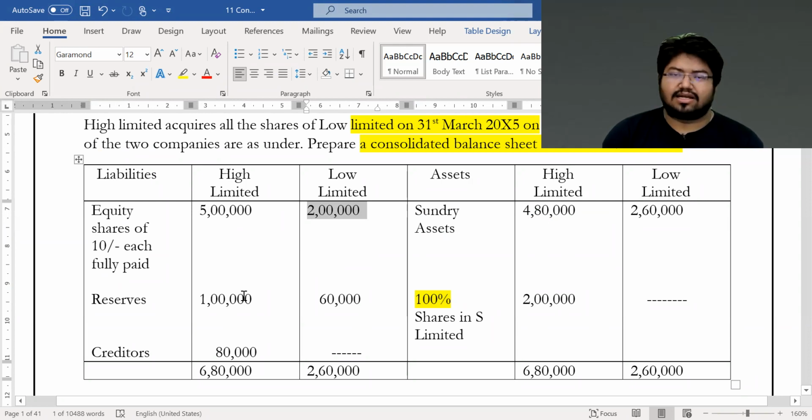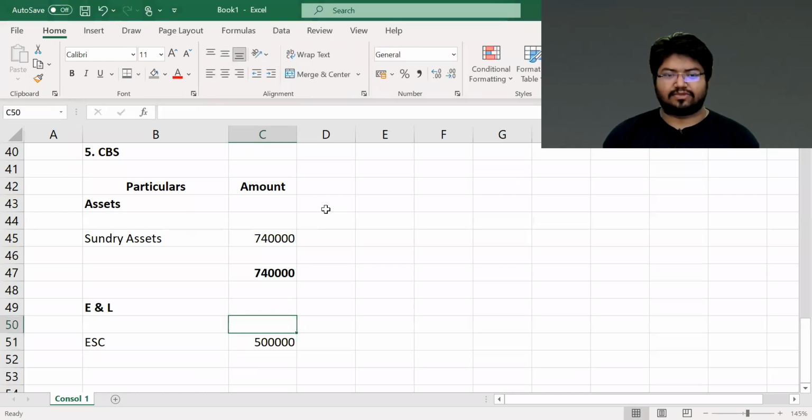And reserves, I have already calculated in step 4. Whatever is there in step 4, that's my reserves. Non-controlling interest as per step 2. And then lastly, you would take any other liabilities which are there. Here we have only creditors for 80,000. So equity share capital is 5 lakhs.